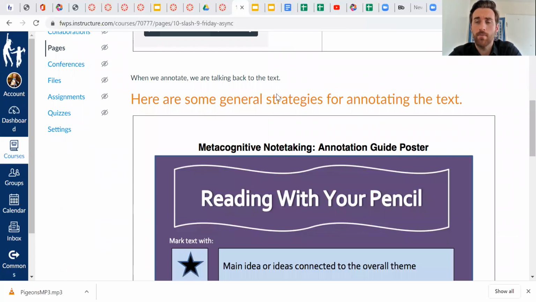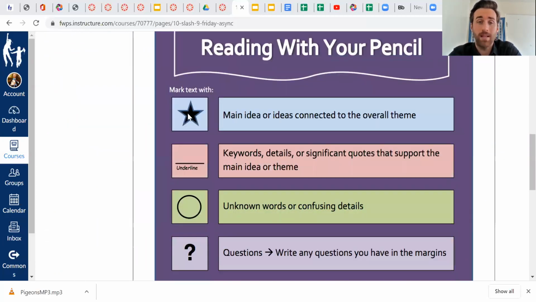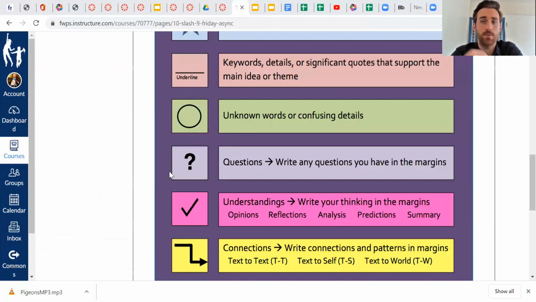So here are some of our general strategies for annotating. We want to mark things, so like using a star for your big main ideas, things you think are important, use a star. Things that stand out, you can underline. Keywords, details, if you think a quote is really good, underline that. Circle things that are confusing, put question marks when you have a question, but also important to write out the question, because when you go back even the next day, you might not remember why you put a question mark by it.